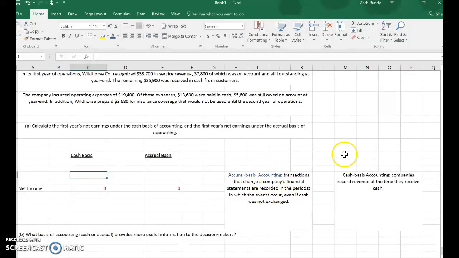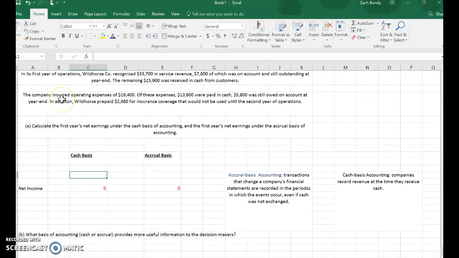So that's the basis of the information that we need to understand, and then we'll walk through this problem. It's not too difficult. So this is the problem. In the first year of operations, Wild Horse Company recognizes $33,700 in service revenue, the money they received for performing their services, $7,800 of which is on account and still outstanding. So of that money, they still haven't been paid $7,800 at the end of the year. The remaining $25,900 was received in cash from customers. That is what they have been physically paid.